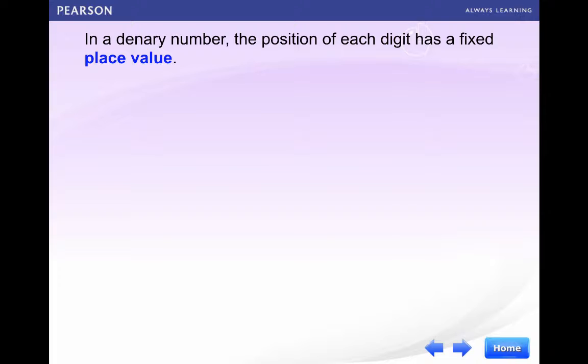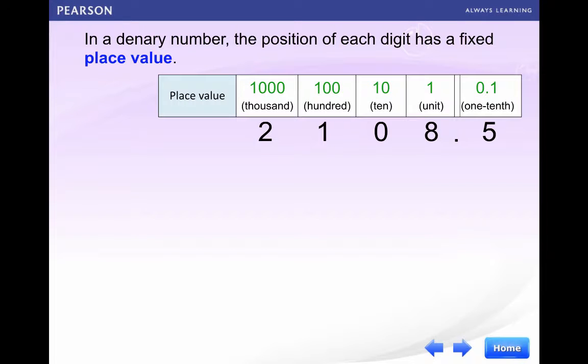In the denary system, let's talk about it a little bit more. We have to know that there is a fixed place value. So we have a number 2108.5. First of all, we talk about the 8. 8 is the unit digit. The place value is 1. That means 10 to the power 0.